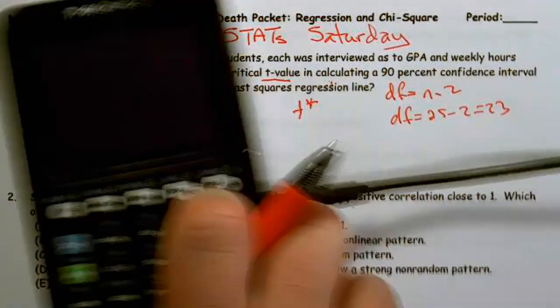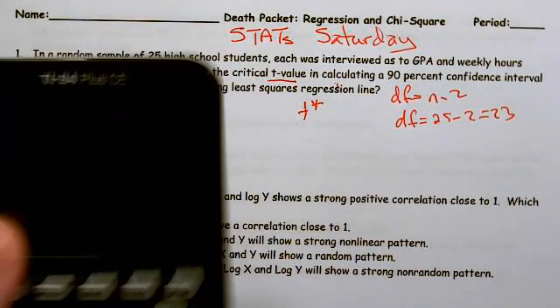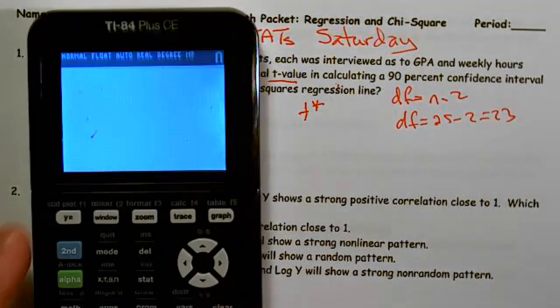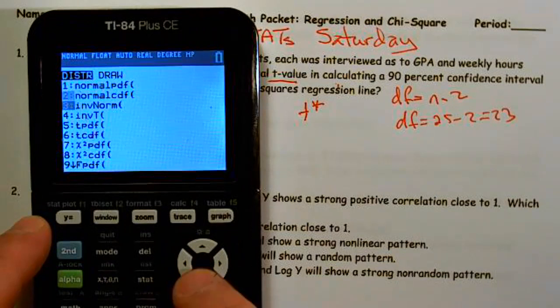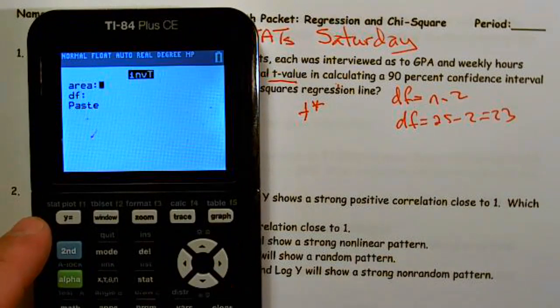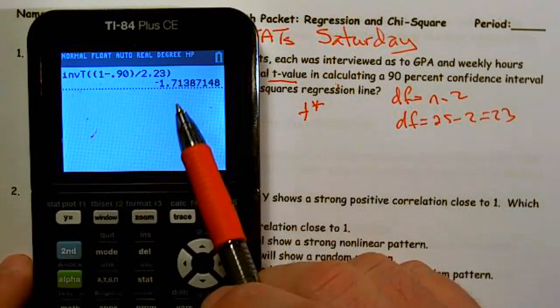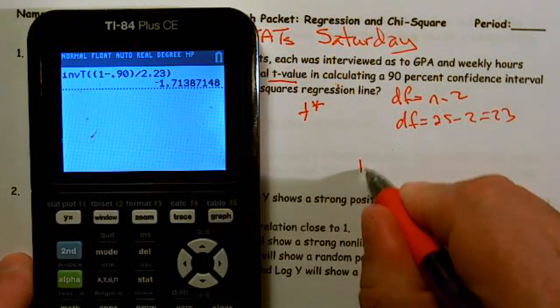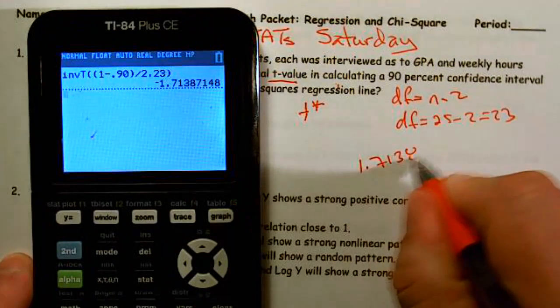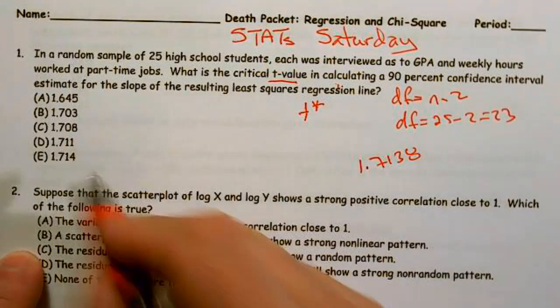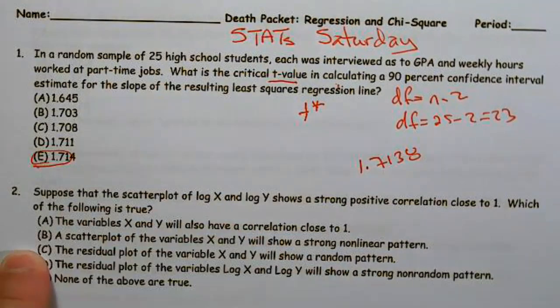So we're going to need to go to the calculator here, or you can go to a table, but second vars, inverse t, parenthesis, 1 minus 0.90, close parenthesis, divided by 2, and their degrees of freedom are the 23, or n-2, and we end up getting a value of 1.714. And so E is our best choice for that.